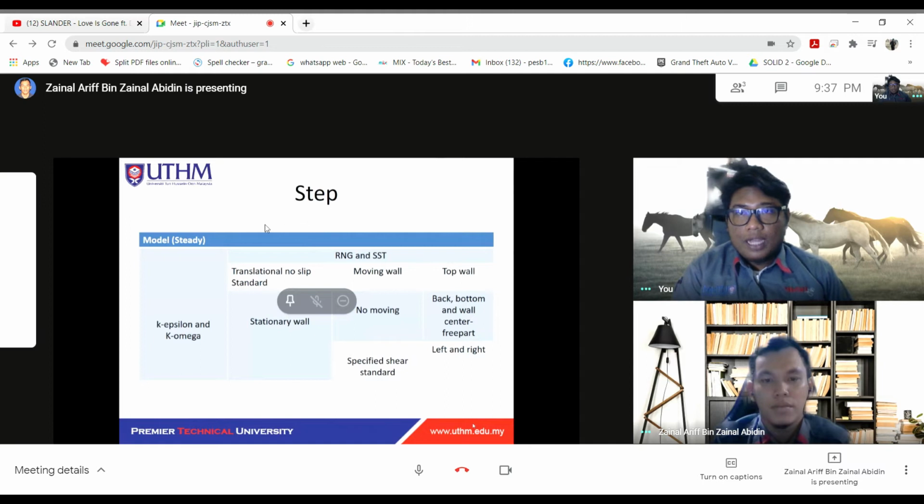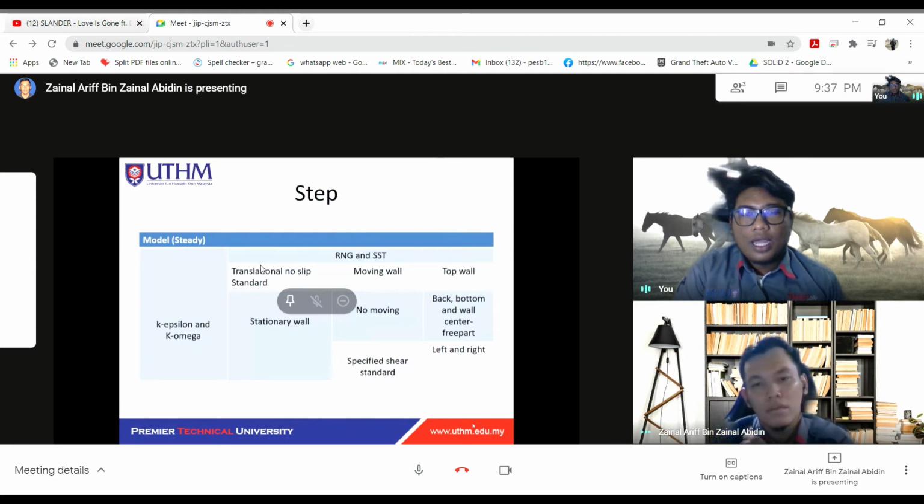For the setup, we assume the model is steady. So this is k-epsilon and k-omega. We assume RNG and SST as the model. For translational no-slip standard moving wall, we choose the top wall. For stationary wall with no moving, we choose the back, bottom, and wall center. For specified shear standard, we choose left and right.